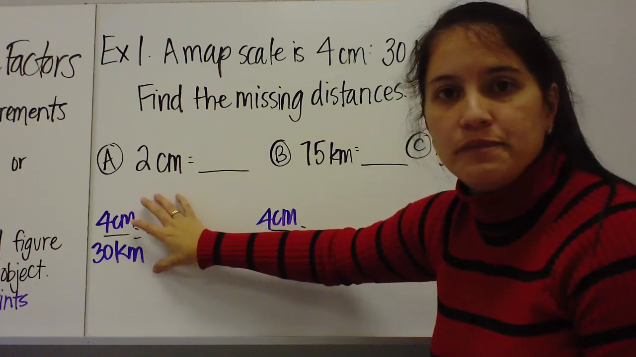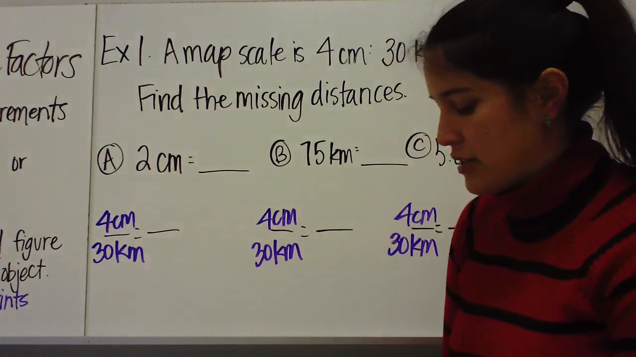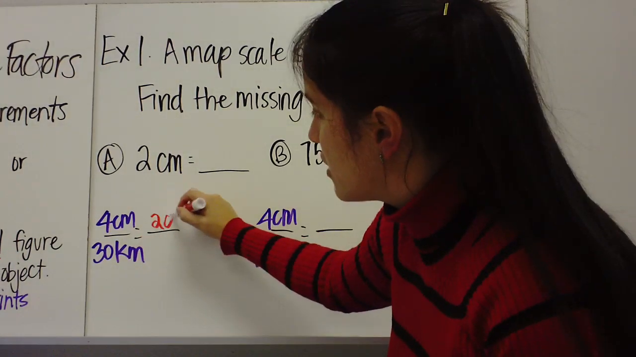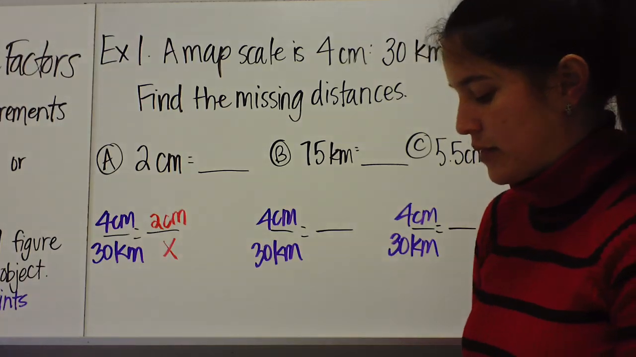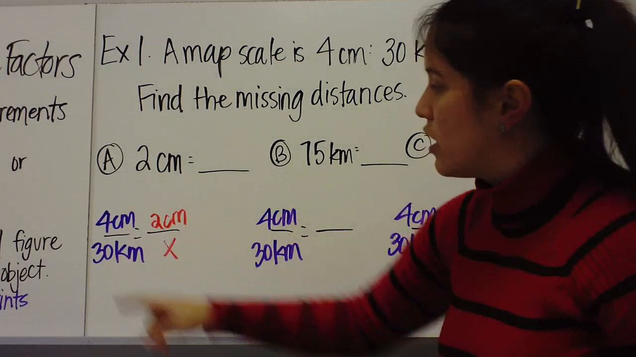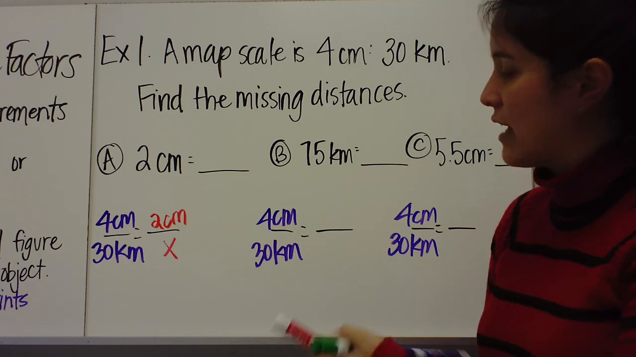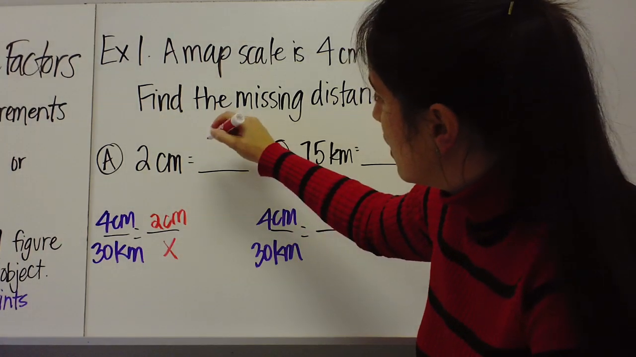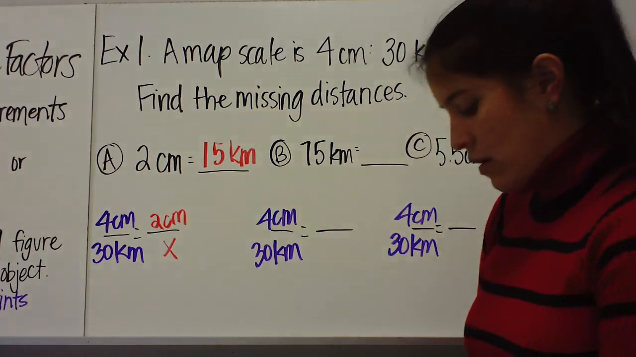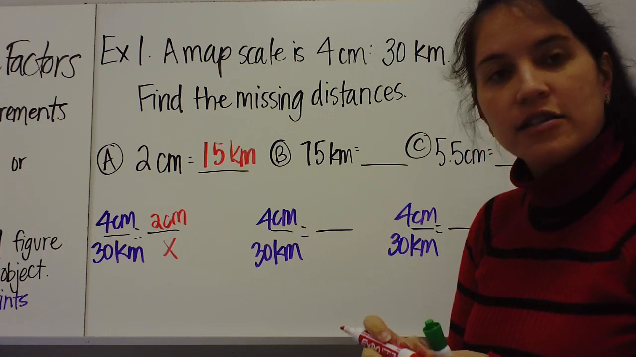So we're going to set up a proportion. You start with your scale: 4 centimeters is equal to 30 kilometers. And then I need to put in 2 centimeters. We put 2 centimeters on top and X on bottom, because you have to keep your centimeters together and your kilometers together. So you solve that proportion, you cross multiply, and that gives us 15 kilometers. Oops, almost dropped my calculator. 15 kilometers.